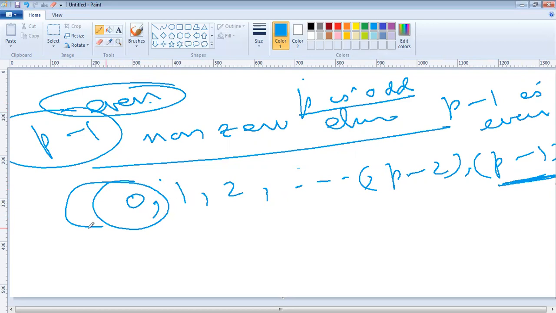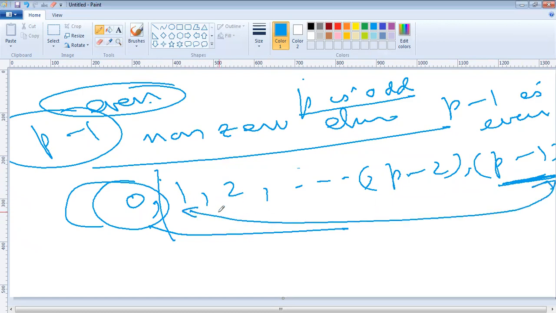That means the elements from 1 to p minus 1, if I count from 1 to p minus 1, this is an even number. Now out of these, two numbers, that is 1 and p minus 1, are self-inverse. That means the inverse of 1 is 1 and the inverse of p minus 1 is p minus 1.